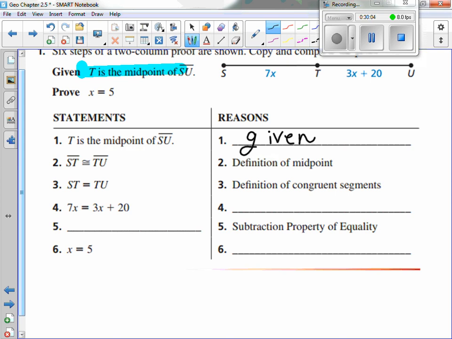That's why we go to step 3. Step 2 says that they're congruent. Because they're congruent, we can say that they're equal. Definition of congruent segments. That's how we can say that. So if we have a definition, like definition of perpendicular lines, perpendicular lines meet at right angles. So how do we know two lines are perpendicular? If they meet at right angles. So we can use the definitions.